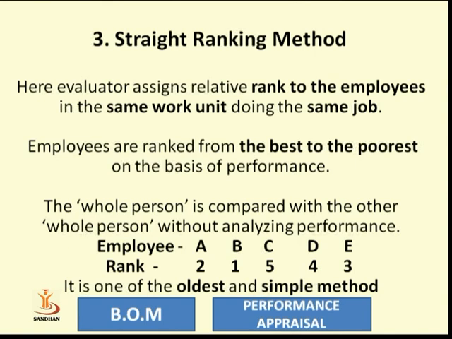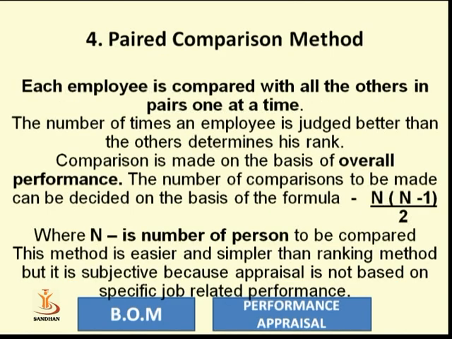Evaluate the performance of employees. The next traditional method is the pair comparison method, wherein each employee is compared with all the others in pairs, one at a time. The number of times an employee is judged better than the others determines his rank. Comparison is made on the basis of overall performance.